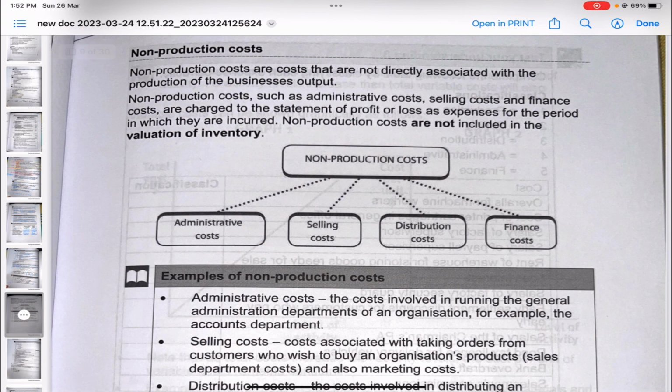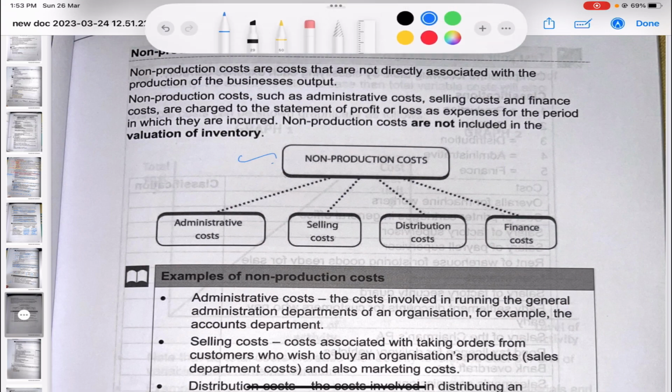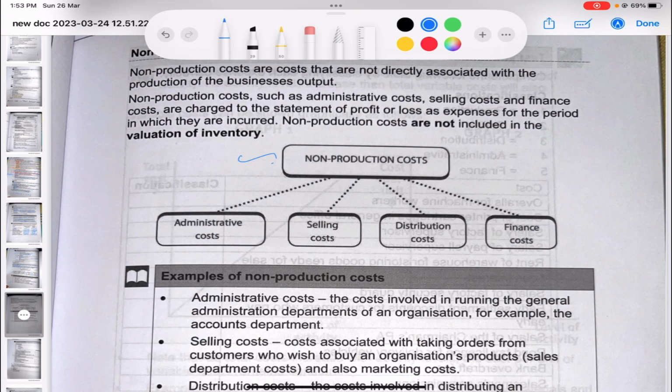Now, what is the meaning of non-production cost? Non-production cost is basically the opposite of production costs. These are the costs which are not related to the production activities, so they are not included in the valuation of inventory. What do non-production costs include? Administrative cost, selling cost, distribution cost, finance cost, and advertising cost is also a part of this. It comes under selling cost, but you know what I mean. These are not directly involved in the production of a good, right?